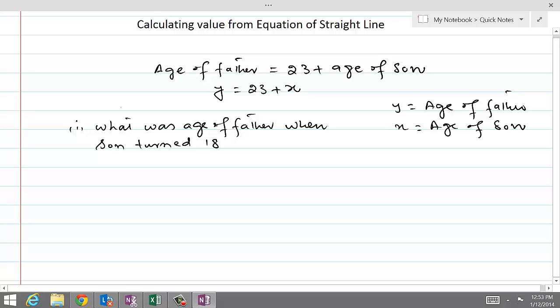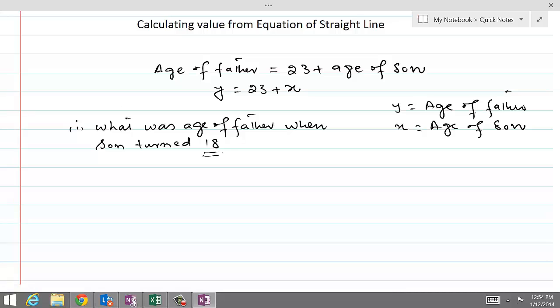Whenever you have a mathematical question, always remember that half of the solution is done when you understand the question very carefully, and the other half is also done when you know exactly what is being asked, what is required of you. So now we have been given the age of son. Here 18 is the given value. It says that when son turned 18, which means that we know the age of son, and what is required of us is to find out the age of father.